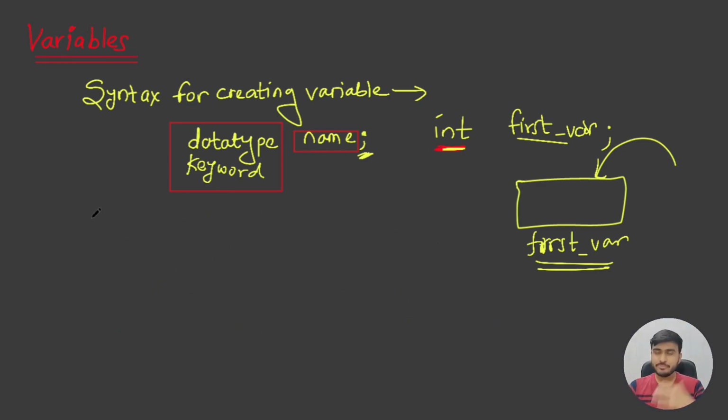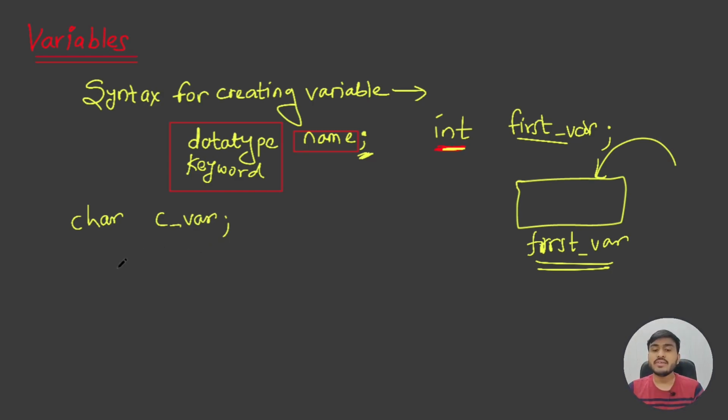Now let me create a few more variables before telling you the syntax for initializing the variable. Whenever we store data into the variable at the time we create it, this process is called initialization of the variable. I'll get back to this initialization. Right now we'll create a few more variables. Let's say I want to create a variable of character type. I'll write char, which is the keyword for character data type, and then the variable name. Let me write the name as cvar.